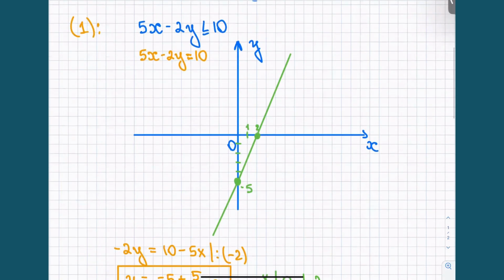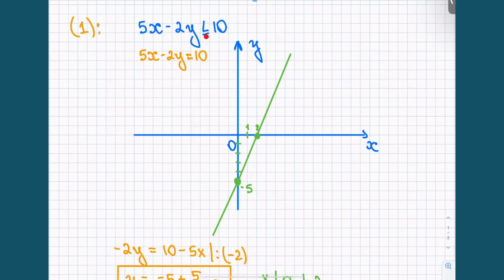So dear students, let me tell you, here we drew the case when 5x minus 2y is exactly equal to 10. And you see that this inequality is not strict, so we allow the 10 value in it. So that's why I made this line a solid line, not a dashed line. So we have the solid line because 10 is included.